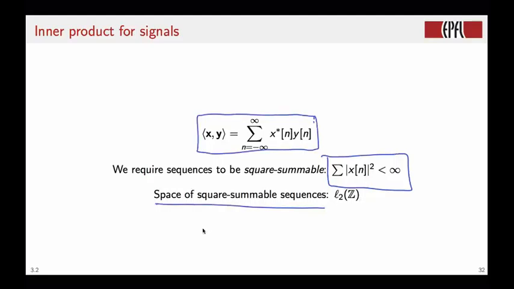Okay, why small l2 of Z? So small l means it's sequences, the 2 means we are interested in the square norm, this thing here, and the Z means we are interested in the set of integers, so that's the index set for the sequences. Okay, so this is a very important space. Essentially, most of the things you're going to do in this class deal with the space l2 of Z, the space of square summable sequences.